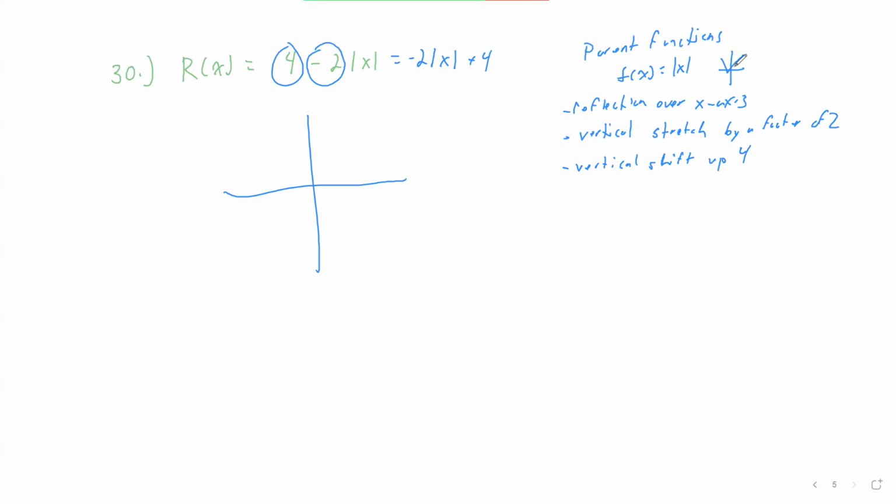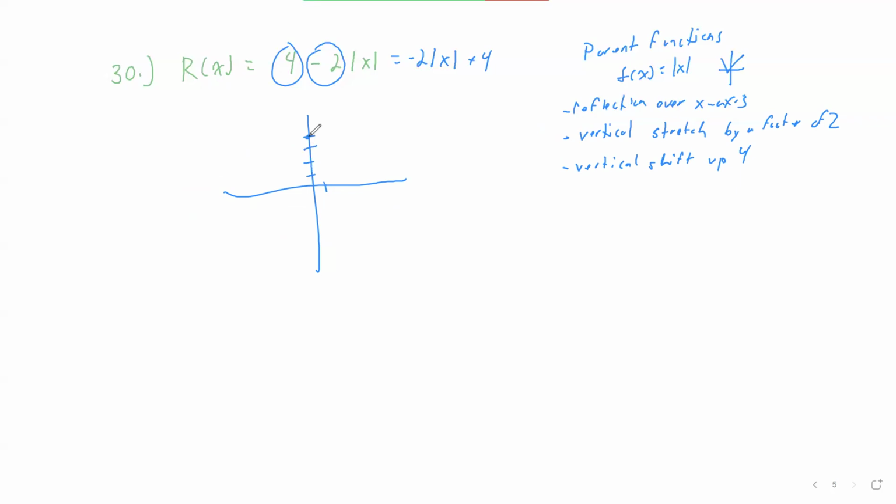So originally this is like 1, 1. So what you do is you just multiply it by 2. So that 1 would now be the value of 2. So this would be my new point rather than here because it's being stretched vertically. And then reflection. I do have a reflection over the x-axis, so it'll be skinny. And then vertical shifts. So then I'd go up 4.